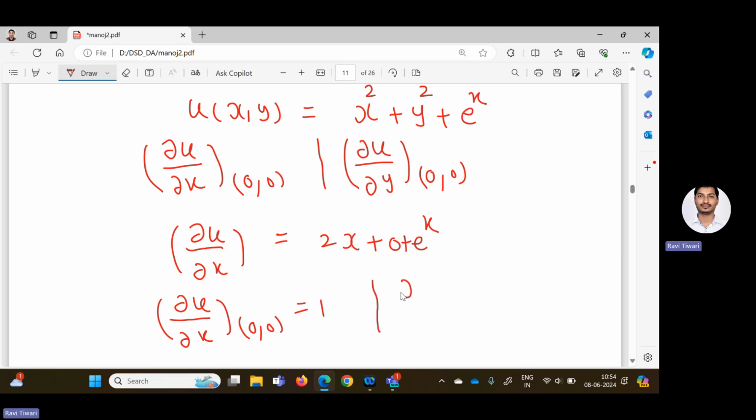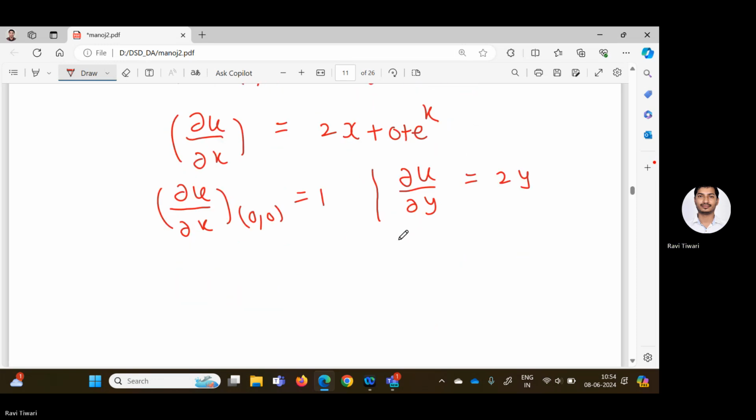Similarly, you can calculate dou u by dou y. What will be dou u by dou y? For x square you get 0, for y square you will get 2y, and for e power x you get 0. So dou u by dou y at 0 comma 0, this will be 0. So now a question arises here.